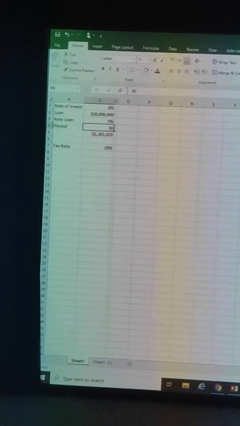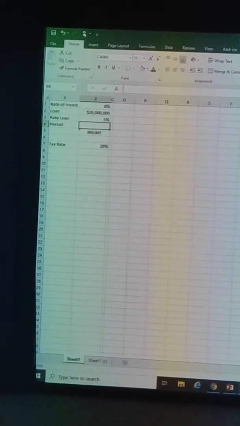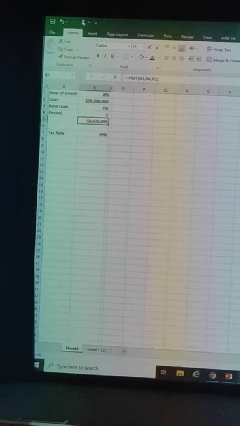And how long is our period? 30 years. Do we want a loan of 30 years? So I will usually give you the years. In this case, let's make it 5 years.